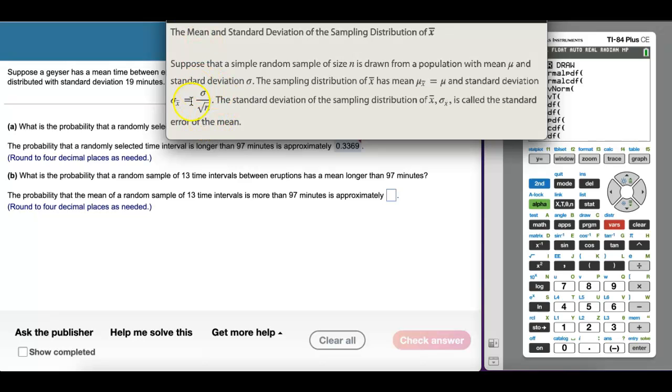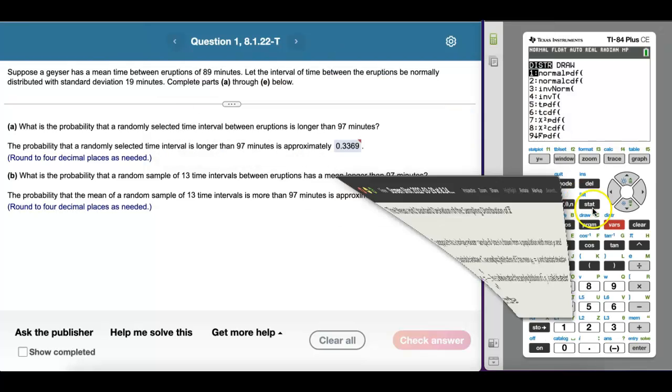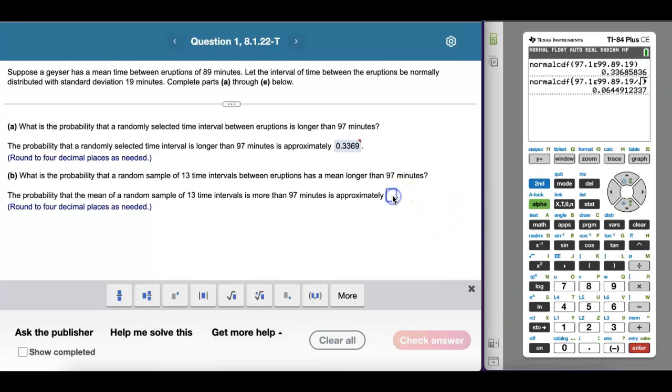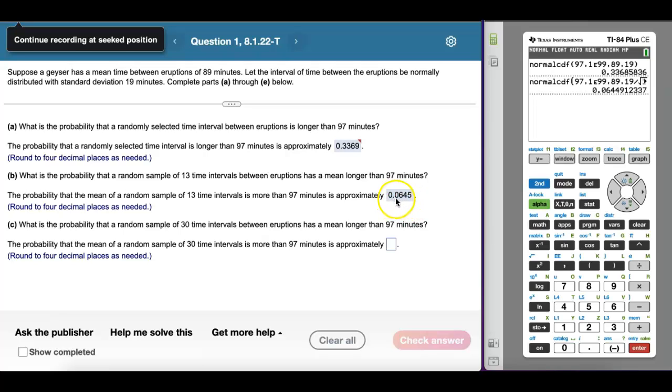So here's where the difference comes in. This is the step that's a little bit different. So I go back to normal CDF. Everything else stays the same until this part where I must divide by the square root of the sample size. And then I need that to 4 decimal places. So that's that 0.0645.